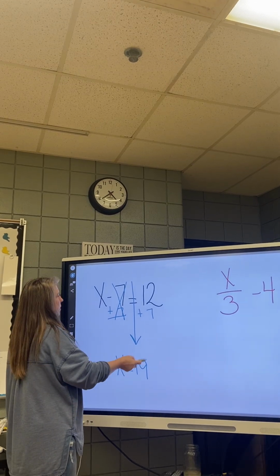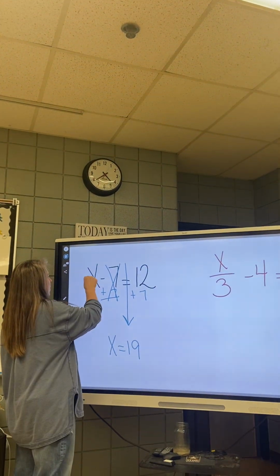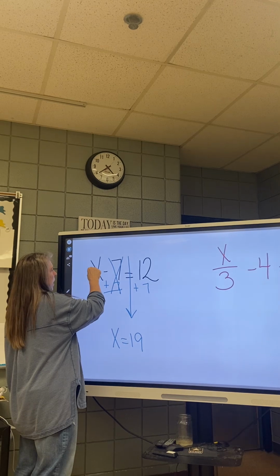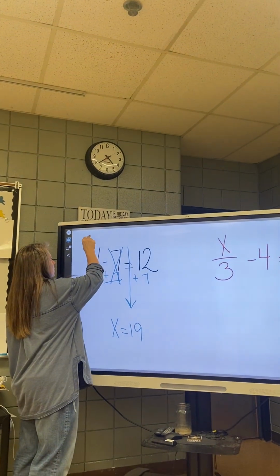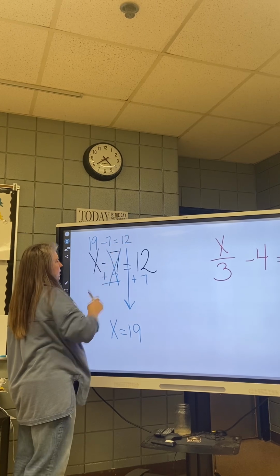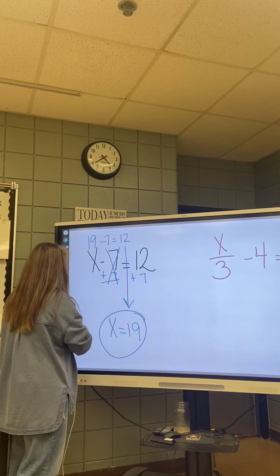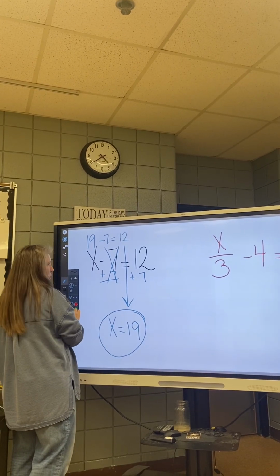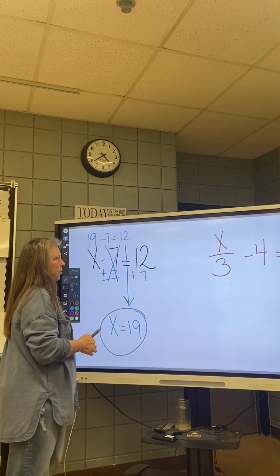So what I'm going to do now is I'm going to go back in and I'm going to put 19 in for x. Okay? So if I put 19 here, 19 minus 7 equals 12. Yes, that is true. So this is my answer. It's correct. Now I'm going to go over to the two-step equation over here.